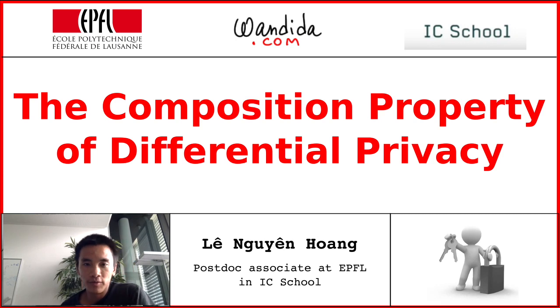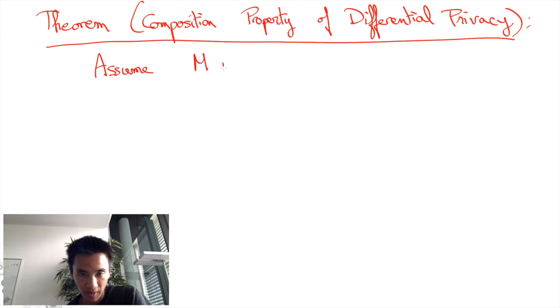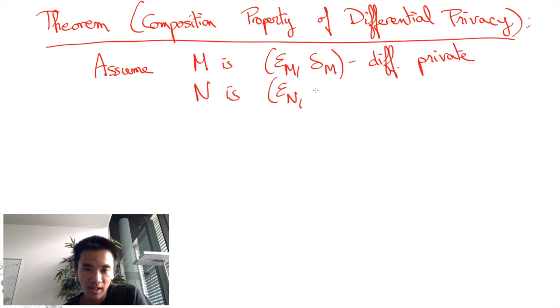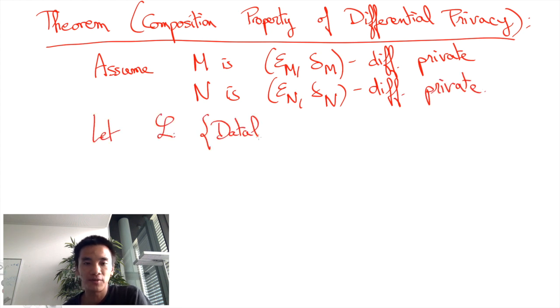In this video, we will prove the composition property of differential privacy. Assume that M is epsilon M, delta M differentially private and N is epsilon N, delta N differentially private. The composition property can be stated as follows.